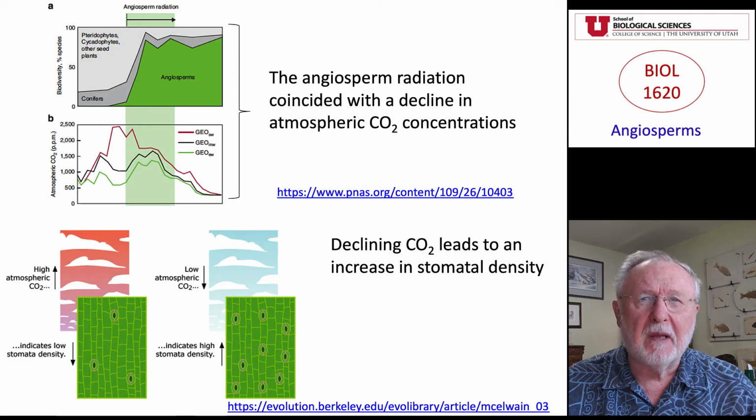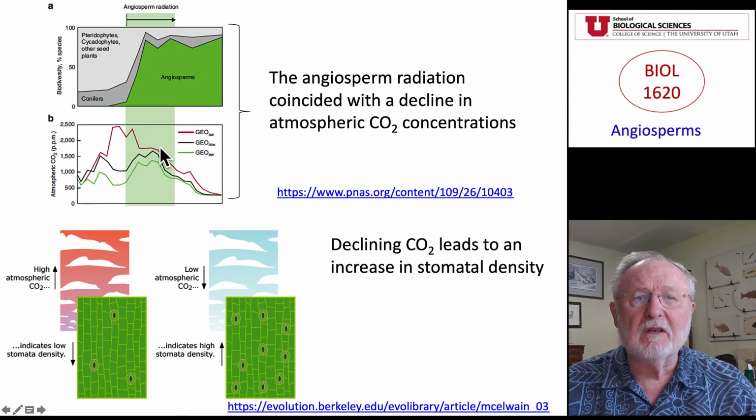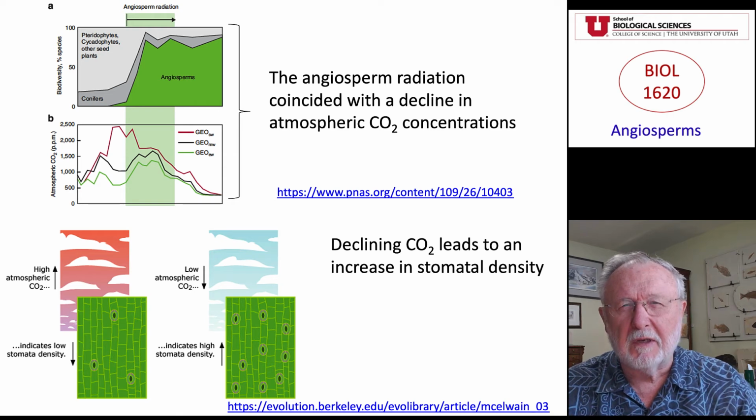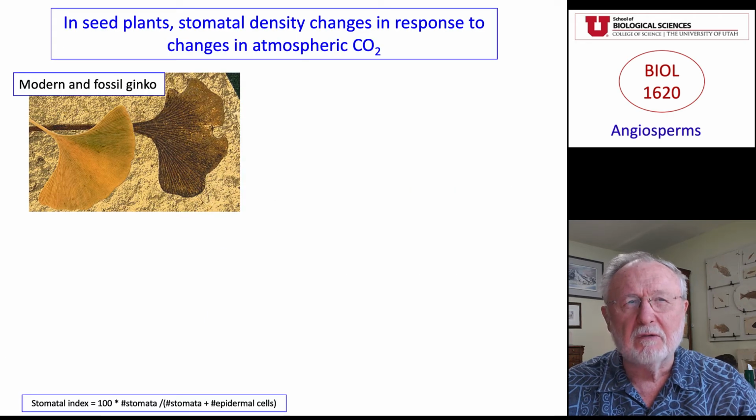Now, this expansion of angiosperms, coincident with the decrease in CO2 concentration, is associated with changes in stomatal density. What we see is that plants went from having a leaf surface, epidermal surface like this, where you have epidermal cells and an occasional pair of guard cells or stomata, to a condition like this, where there's an increase in stomatal density. So as CO2 concentrations went down, stomatal concentrations increased.